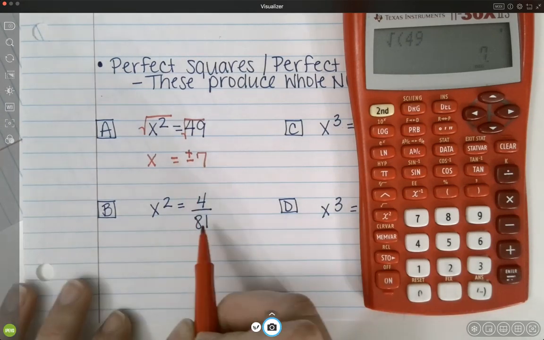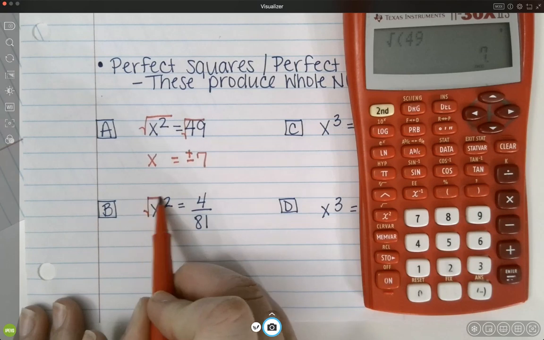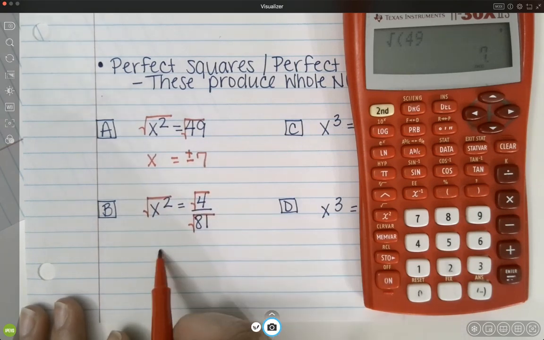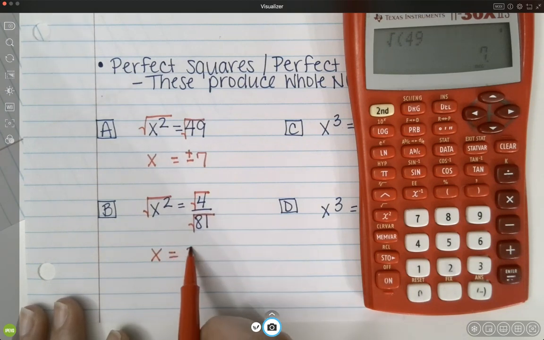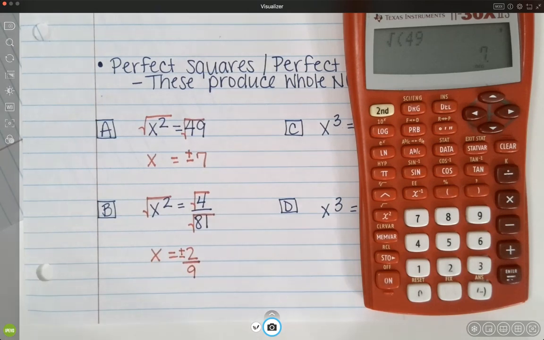So let's do this next one. Now, it's a fraction. Well, when I show my work, I need to go ahead and do the top and do the bottom separately. So here we're going to get x equals the square root of 4 is the answer of 2. The square root of 81 is the answer of 9. And we have a positive version and a negative version of that answer.